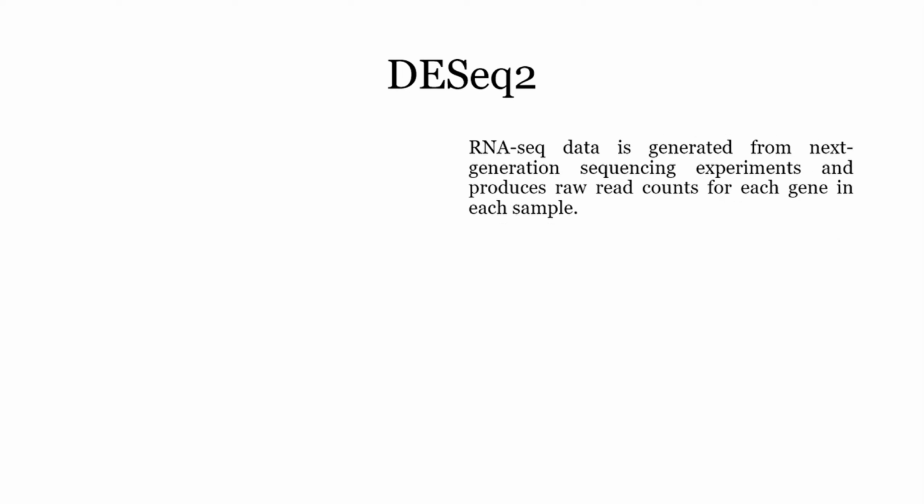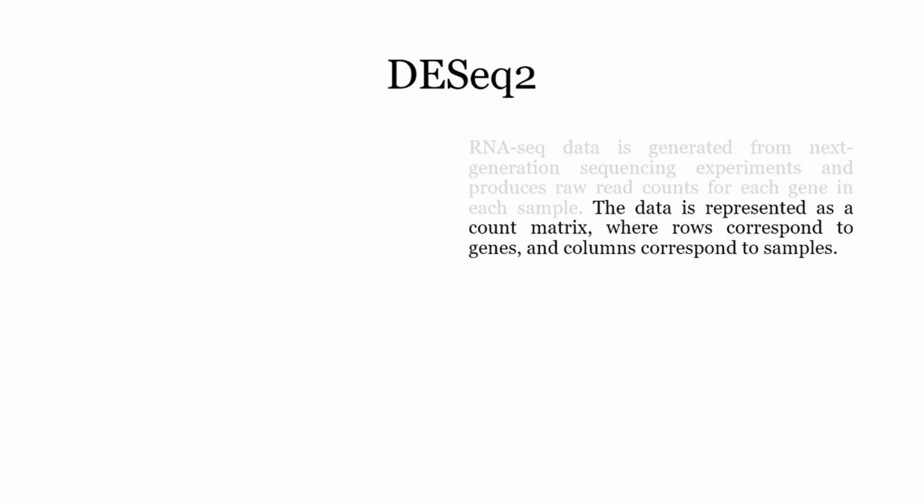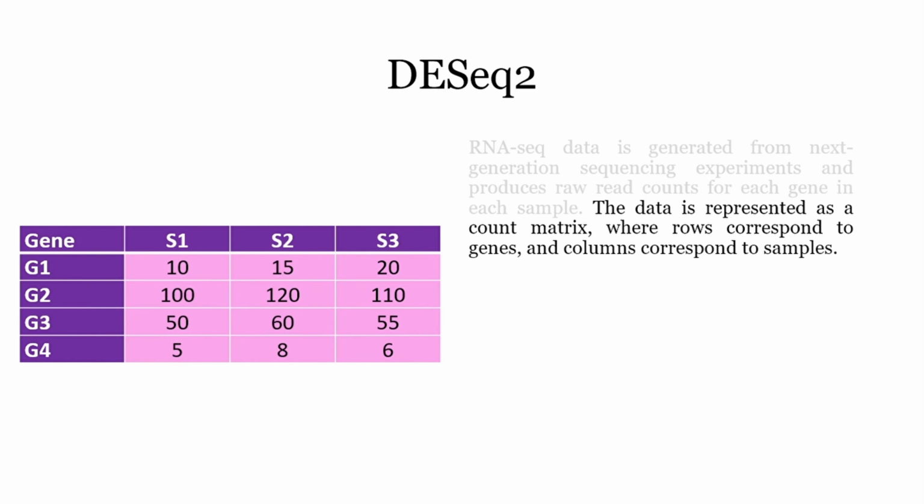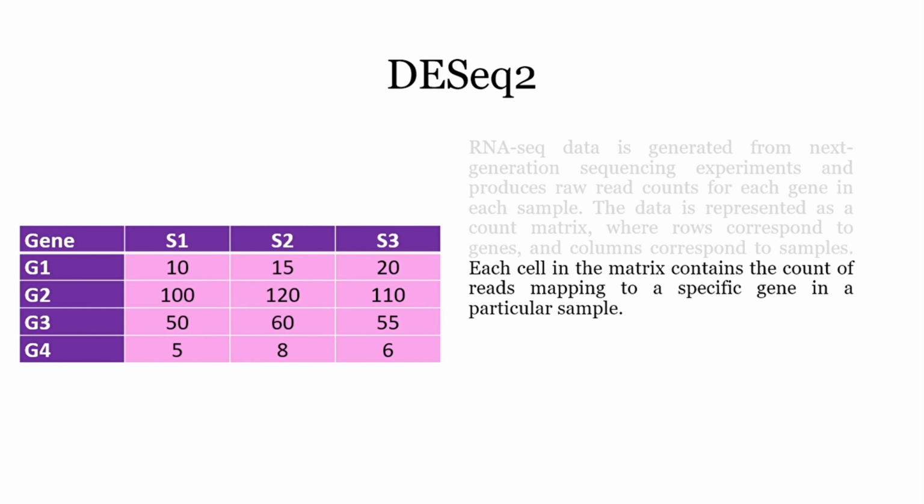RNA-Seq data is generated from next-generation sequencing experiments and produces raw read counts for each gene in each sample. The data is represented as a count matrix, where rows correspond to genes and columns correspond to samples. Each cell in the matrix contains the counts of reads mapping to a specific gene in a particular sample.